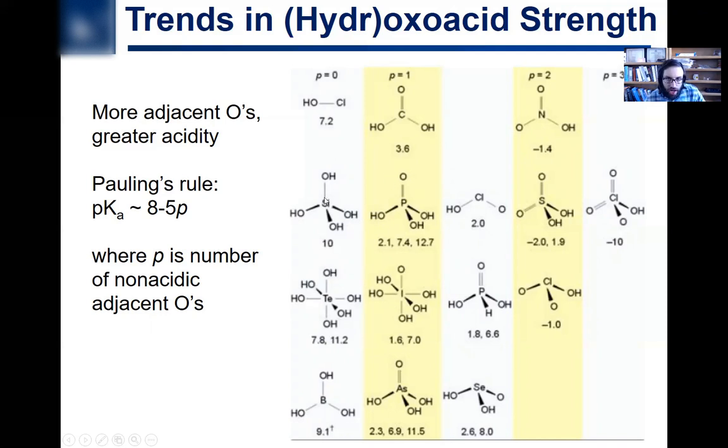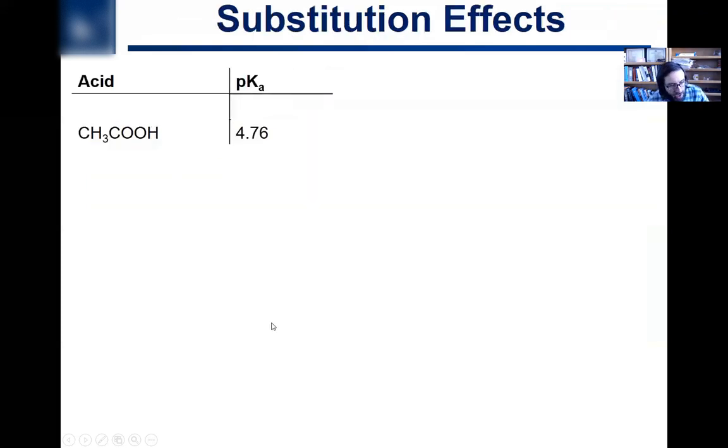And then these are the hydroxo acids. The definition of hydroxo acid is that P equals 0. It doesn't have any of these adjacent oxo groups. So hypochlorous acid and others here, boric acid, have much higher pKs. What about substituent effects? So this gets into usually talking about electronegative atoms or electropositive atoms. Like I said on the previous slide, electronegative atoms stabilize that anion.